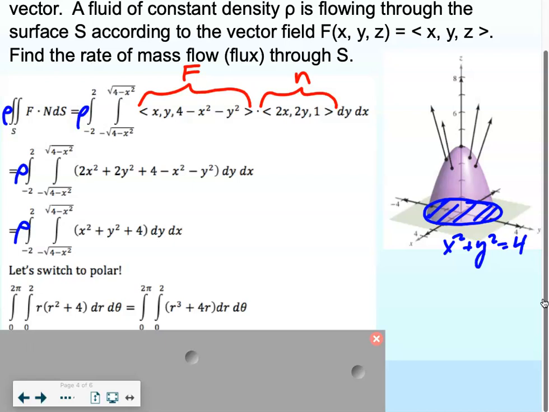Yes? So do you include the rho in your final answer? Yes, I totally ignored it for this whole problem though, but I will add it in. Yes. Okay.